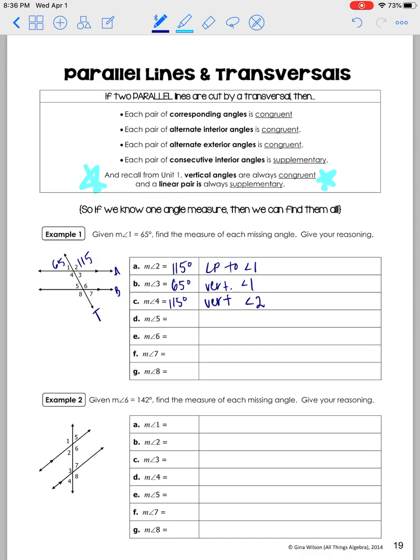Involving the transversal means you have to start using these relationships. Vertical angles aren't going to cut it anymore, and linear pair is not going to cut it anymore in relation to 1, 2, 3, and 4. You have to use one of your transversal relationships to get to the bottom. So if you want to start with 5, you can say that 5 is alternate interior to 3. You could say it's corresponding to 1. It doesn't matter. It's going to be 65 degrees either way. You can just pick which one you want to use.